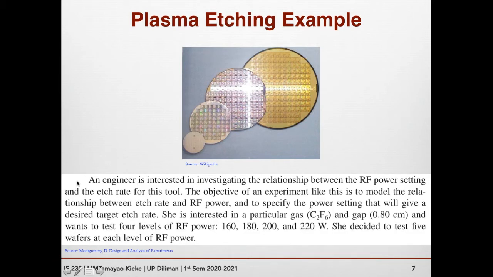This is a problem. An engineer is interested in investigating the relationship between the RF power setting and the etch rate for this tool, the tool for the plasma etching. The objective of an experiment like this is to model the relationship between etch rate and the RF power, and to specify the power setting that will give a desired target etch rate. Now, the engineer is interested in a particular gas and gap and wants to test 4 levels of RF power: 160, 180, 200, and 220 watts. She decided to test 5 wafers at each level of RF power.